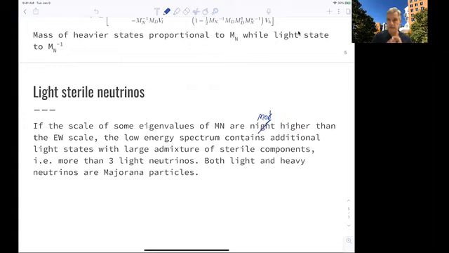So we have seen in this lecture 2 different ways to generate masses. One is via Yukawa interactions, the interaction with the Higgs field, and one via the seesaw mechanism introducing Majorana neutrinos.